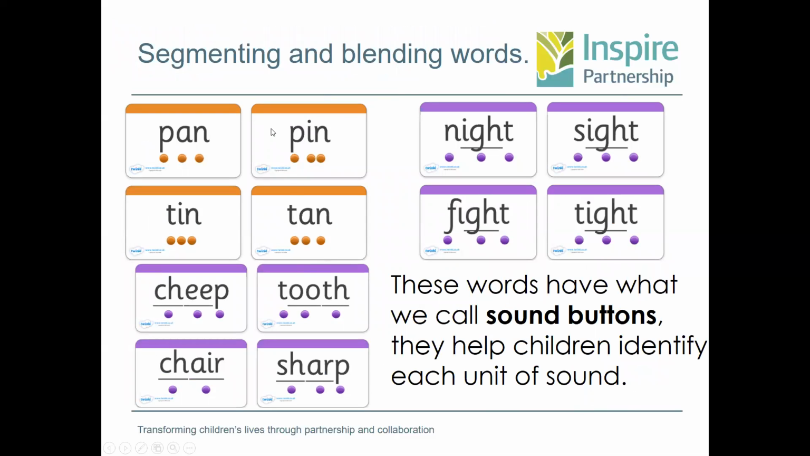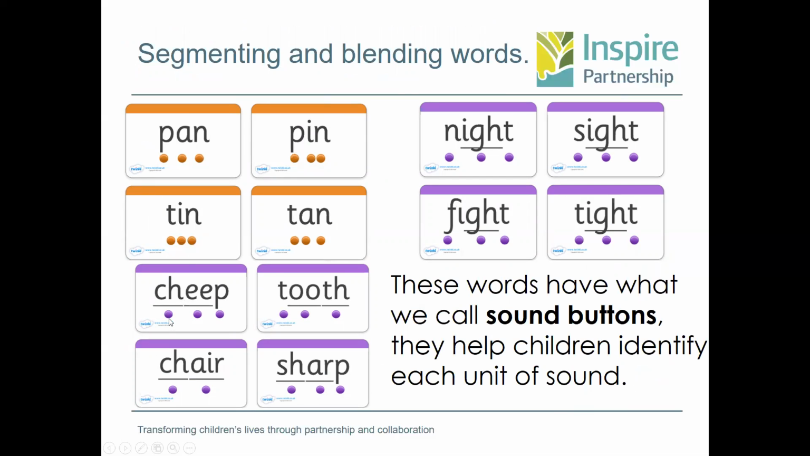When we segment and blend words, we often use little dots underneath the letters. These are sound buttons. They help the children to identify units of sound. So these phase 2 words are pretty simple. They're a, p, a, n, pan, or t, i, n, tin.